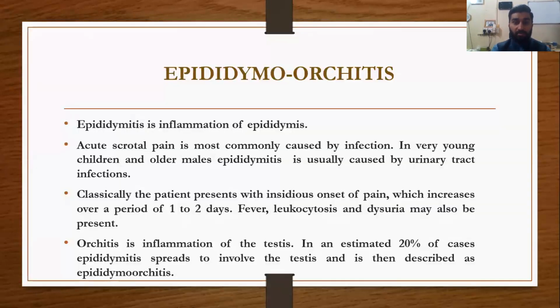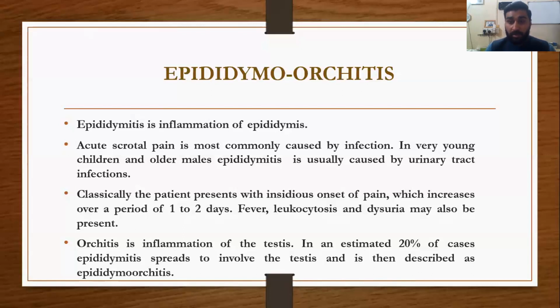Epididymo-orchitis is very important and very common, and most often occurs after hydrocele. Epididymitis is the inflammation of the epididymis, and orchitis is the inflammation of the testes. It's responsible for acute scrotal pain and is most commonly caused by infection. In very young children and older males, epididymitis is usually caused by urinary tract infections. Classically, the patient presents with insidious onset of pain, which increases over a period of 1 to 2 days. Fever, leukocytosis, and dysuria may also be present. These are the points that help you to diagnose.